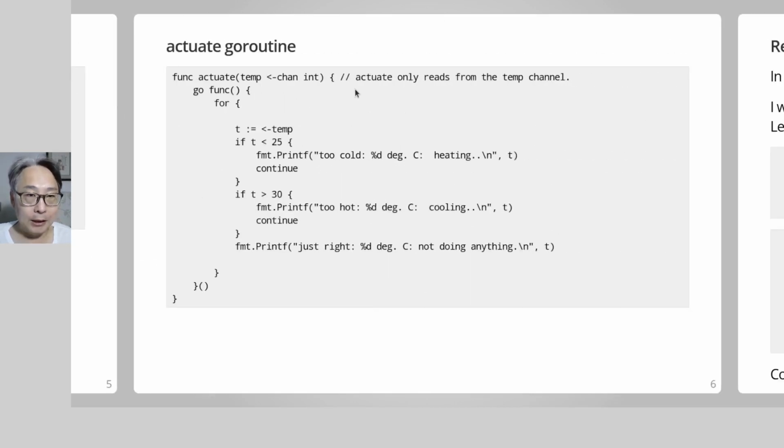Here's the actuate Go routine. It looks very much the same, but notice that I'm reading out of the channel now. This is always this construct, the less than and dash. This arrow is always pointing to the left. It's never pointed to the right hand side. So again, this is the standard Go routine boilerplate, and this is the main thing I want to highlight. And it's quite simple. If the temperature is less than a certain threshold, too cold; temperature greater than a certain threshold, too hot; otherwise just right.